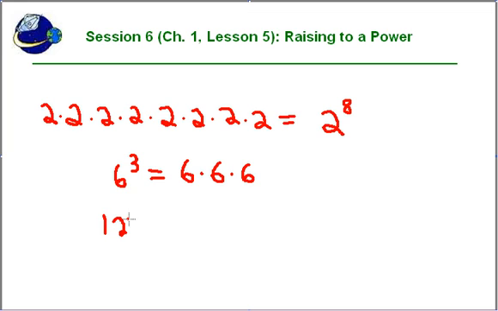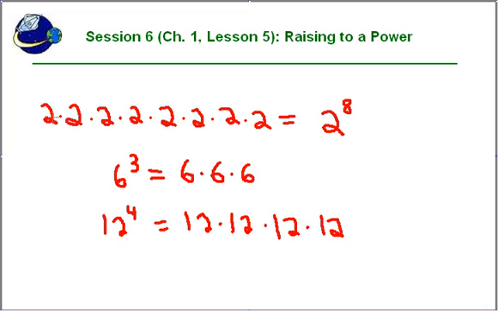We have 6 being used as a factor 3 times. Well, let's say I had 12 to the 4th power. That would be 12 times 12 times 12 times 12. 12 would be a factor 4 times. 1, 2, 3, 4. So using exponents is a shorthand way of being able to write down a particular repeated multiplication problem. And remember, with multiplication earlier, we talked about multiplication as being thought of as repeated addition.